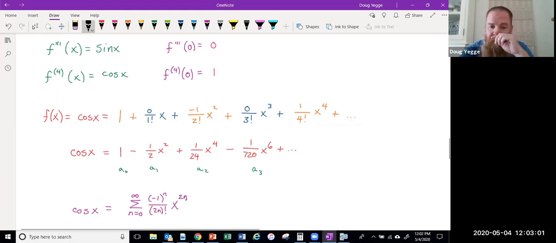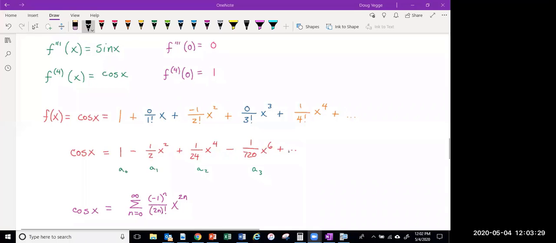So now you should be able to recognize that the factorial on the denominator is going to be exactly the same as what the exponent is. And since all of these exponents are even powers, that gives me an exponent of x to the 2n. So again, this is the power series representation for this function cosine x. So cosine x, if you were to add an infinite amount of polynomial terms, would eventually become this polynomial.